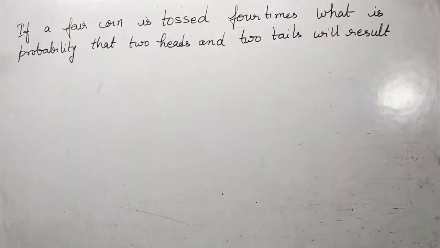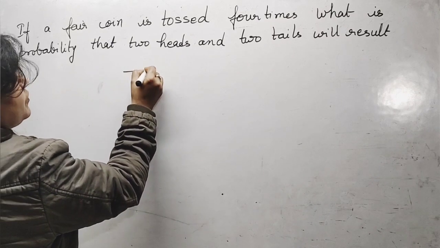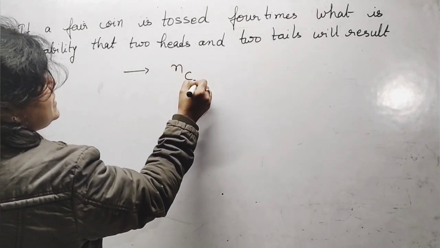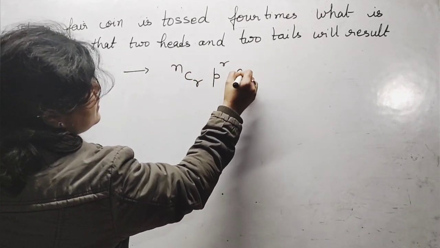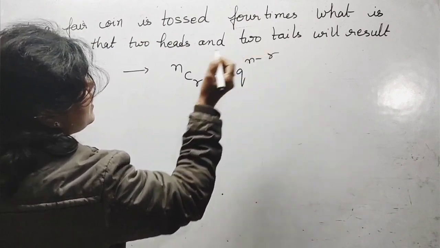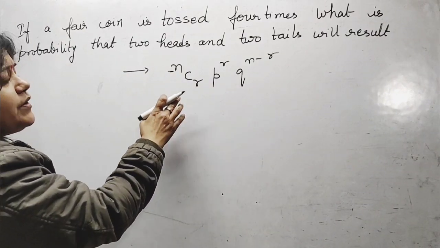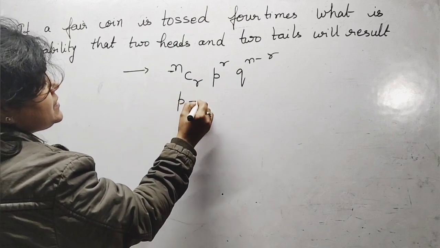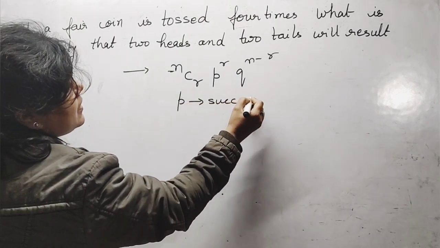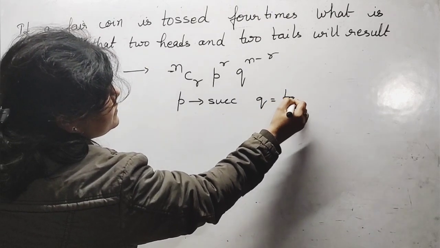Now this question is based on Bernoulli trials. If a fair coin is tossed 4 times, what is the probability that 2 heads and 2 tails will result? As I told you, this question is based on the Bernoulli trial. Now what is the formula for that? nCr p^r q^(n-r), where n is the total number of events, r is the number of events that occur, p is the probability of success and q is the probability of failure.